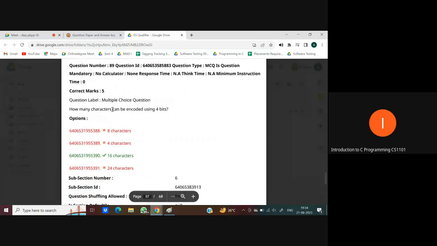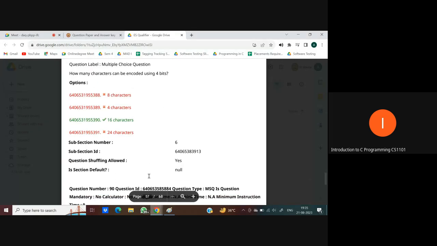So how many characters can be encoded using 4 bits? We have done questions on a similar concept. If you need to find out how many characters you can encode with some number of bits, you just have to put that as the power of 2. So 2 power 4 becomes 16. That is what the answer is. 2 power 4, 16 characters.